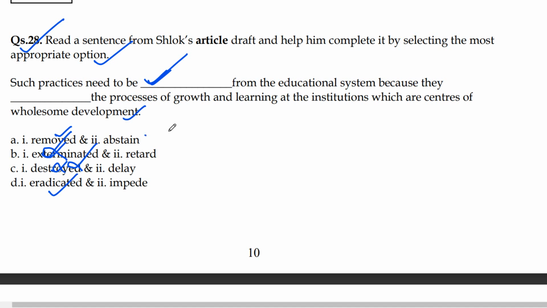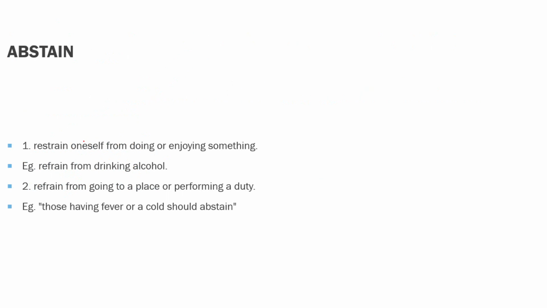Because they abstain. Abstain means to restrain oneself from doing or enjoying something. Example, refrain from drinking alcohol. Then second use is refrain from going to a place or performing a duty. For example, those having fever or cold should abstain from attending the office. That is the meaning of abstain. So abstain is a word that we can't select for this gap.